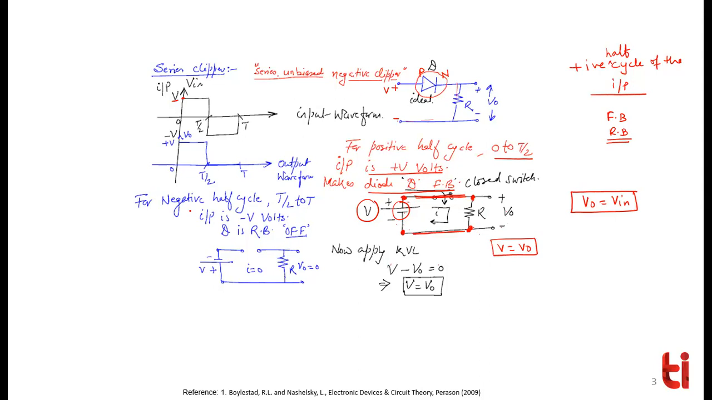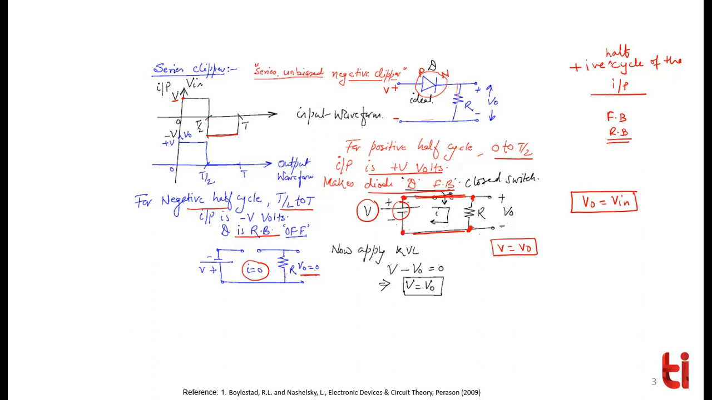Now in the negative half cycle, T by 2 to T, since you are applying minus V voltage, which makes the diode reverse biased, that is why it is off, an open switch. If it is an open switch, V0 will be 0 because there will not be any current. If there is no current, there is no voltage drop across R. So you will definitely get V0 equal to 0.